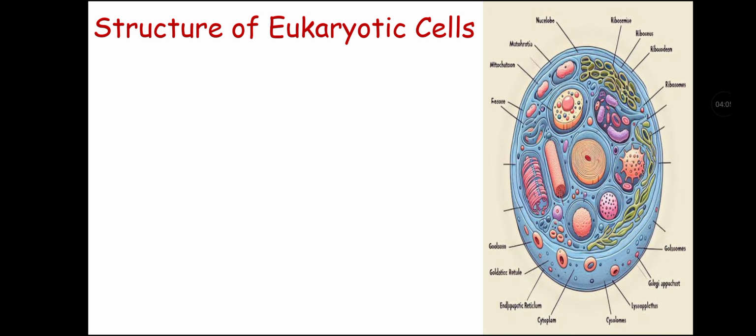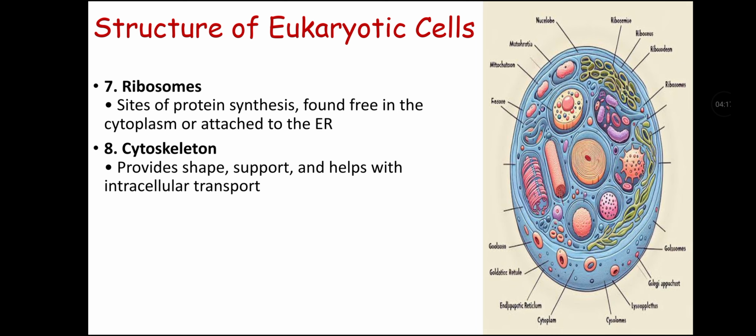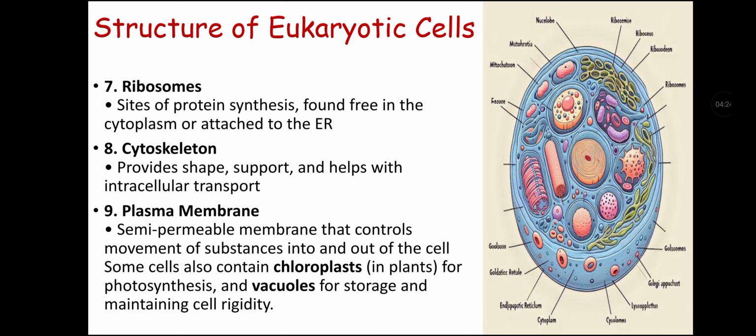Now let's talk about structure of eukaryotic cells further. It has ribosomes, that is the site of protein synthesis, that may be found free in the cytoplasm or may be attached to endoplasmic reticulum. Next structural feature of eukaryotic cell is cytoskeleton that provides shape, support, and helps with intracellular transport. Next structural feature is plasma membrane, that is a semi-permeable membrane that controls movement of substances into and out of the cells. Some cells contain chloroplasts like in plants for photosynthesis and vacuoles for storage and maintaining cell rigidity.